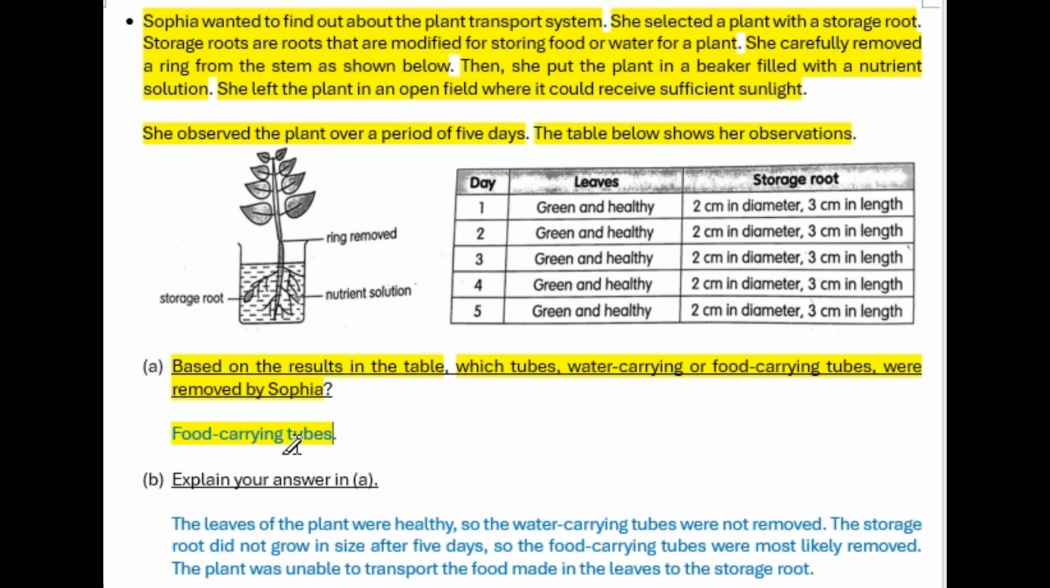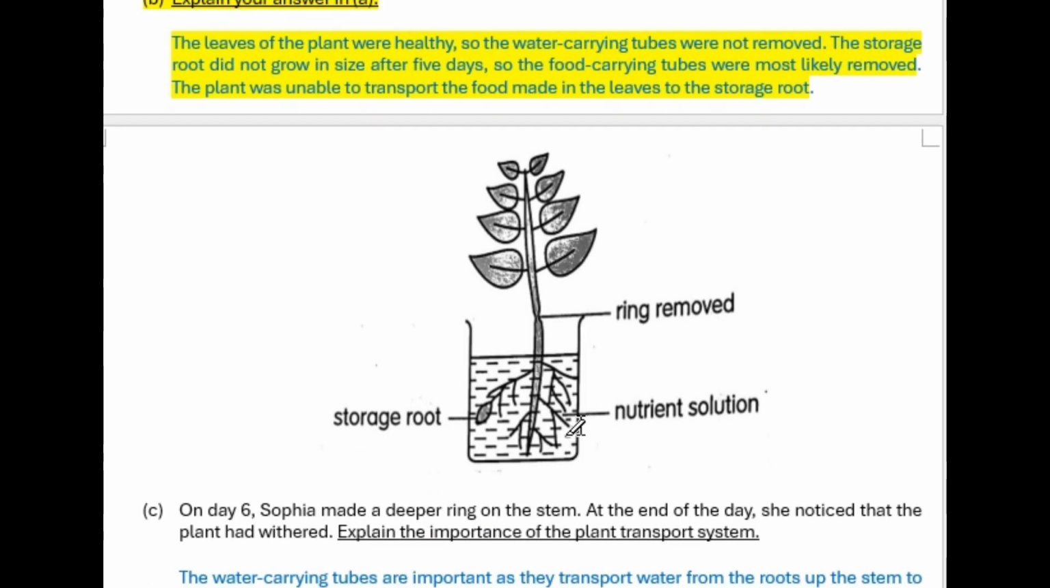Food-carrying tubes. B. Explain your answer in A. The leaves of the plant were healthy, so the water-carrying tubes were not removed. The storage root did not grow in size after 5 days, so the food-carrying tubes were most likely removed. The plant was unable to transport the food made in the leaves to the storage root.